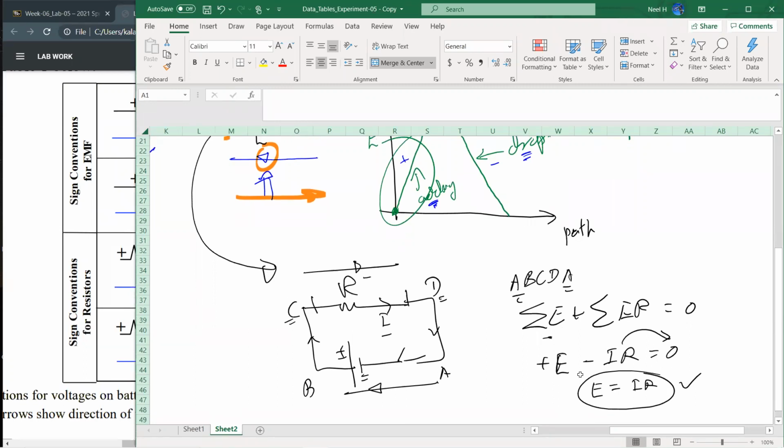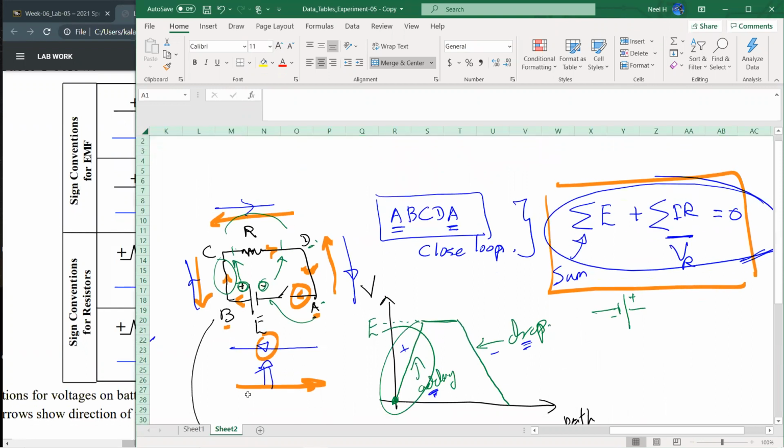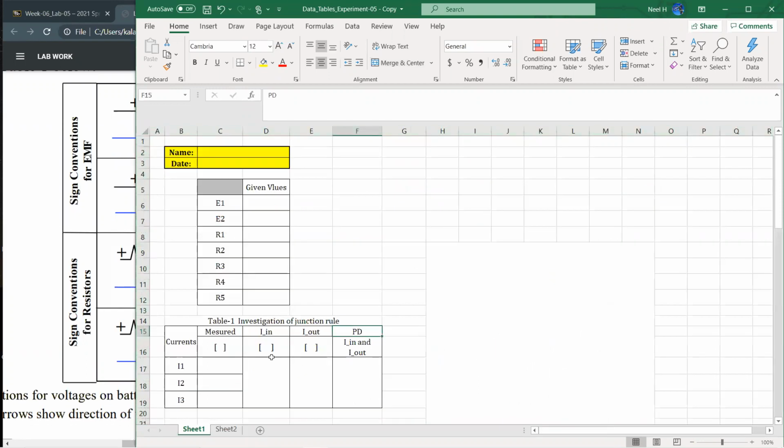This is for one resistor, but the experiment we're going to do is actually a multi-resistor, multi-loop circuit. That's the plan. It's a very simple experiment. We're just validating these two laws, circuit rules. Okay, any questions? All right, then let's continue.